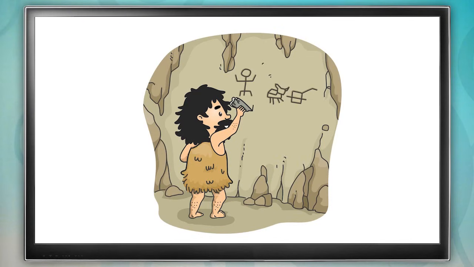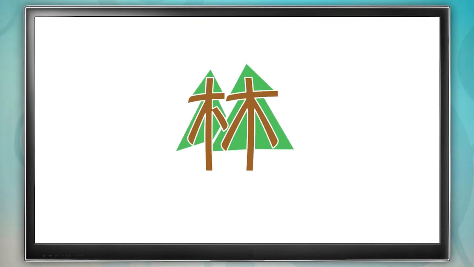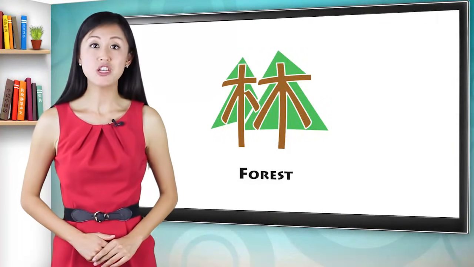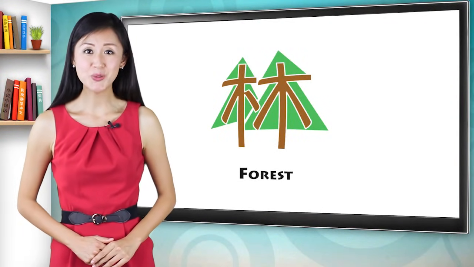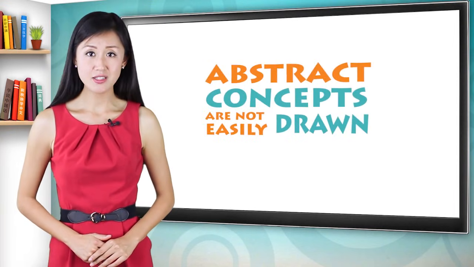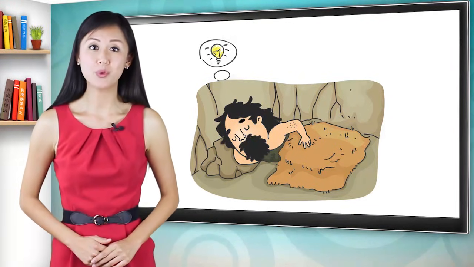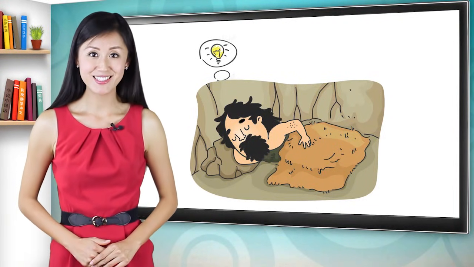After some characters like those were established, people also began to put two or more pictures together to form a new character. For example, this character is two trees put together. It means forest. Totally logical, right? Making up a new written language by drawing what you see is really cool, but some abstract concepts are not easily drawn. So our ancestors had to get really creative in order to represent words that weren't just objects.